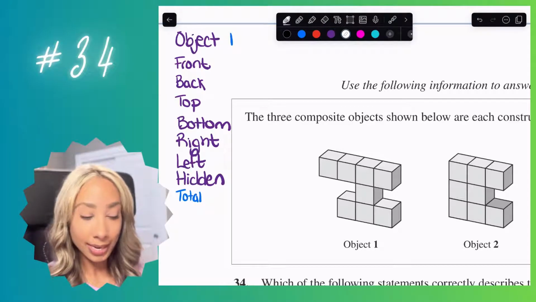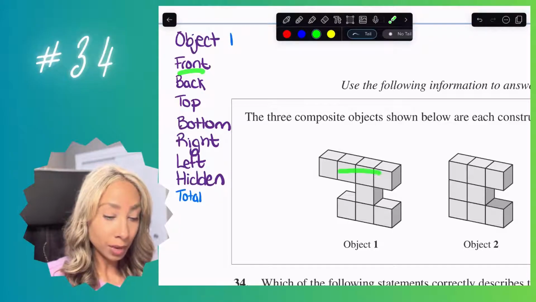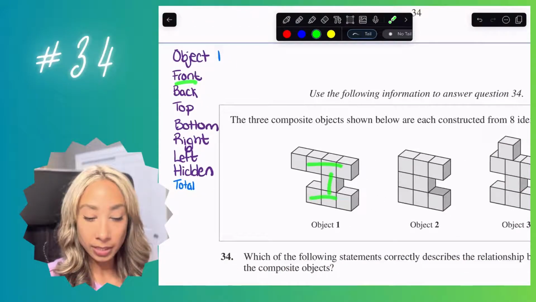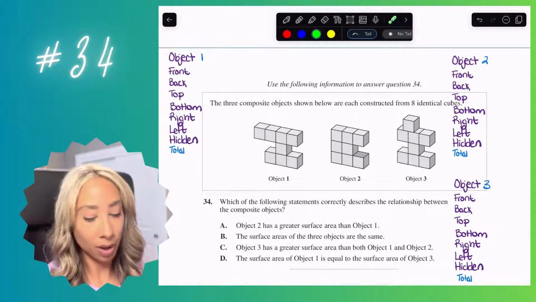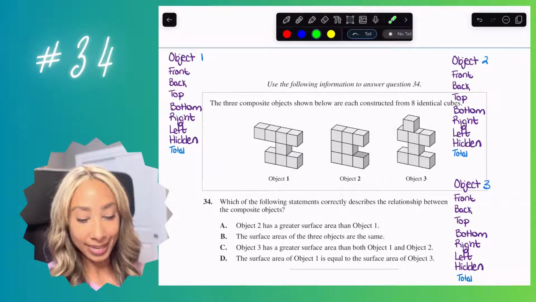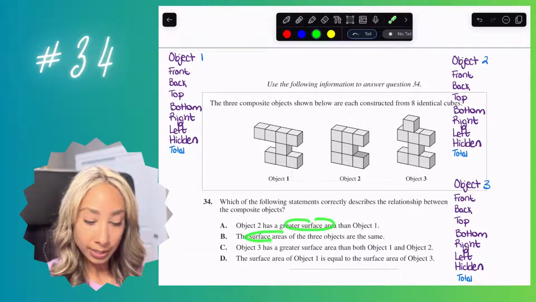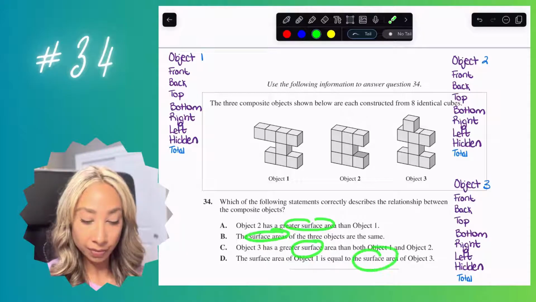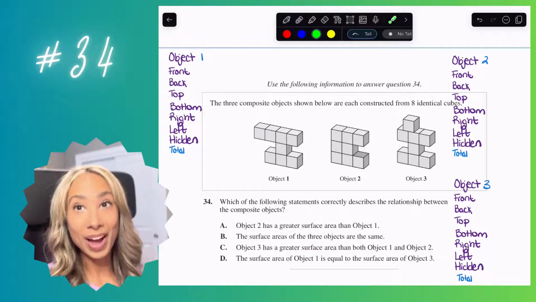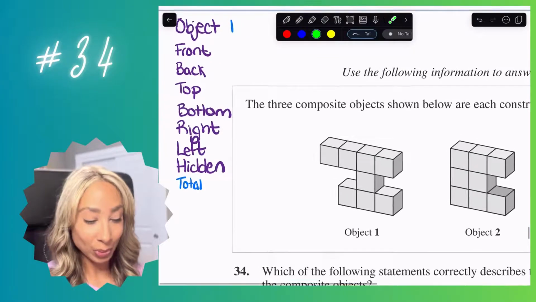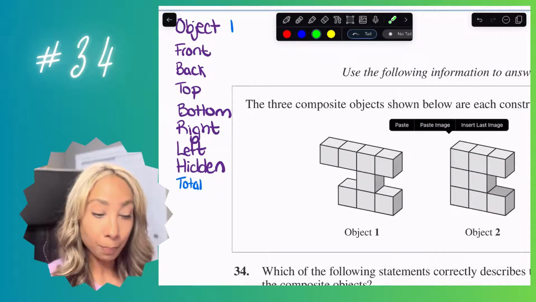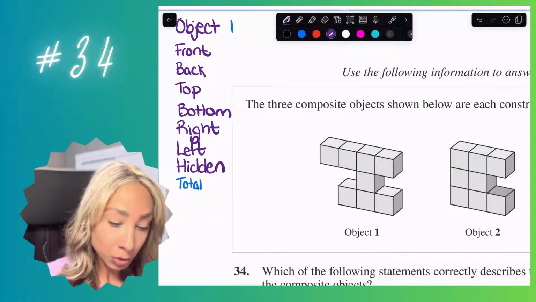So let's look at it so far. So we're going to count the front first, and sorry, let me back up. The reason we're doing all of that is because the question's asking which of the following statements describes the relationship between these objects, and as you can see here, we are looking at surface area for all of them. So we have to figure out the surface area of all those shapes. So let's start with the side that's facing us. So I'm just going to go ahead and count them.